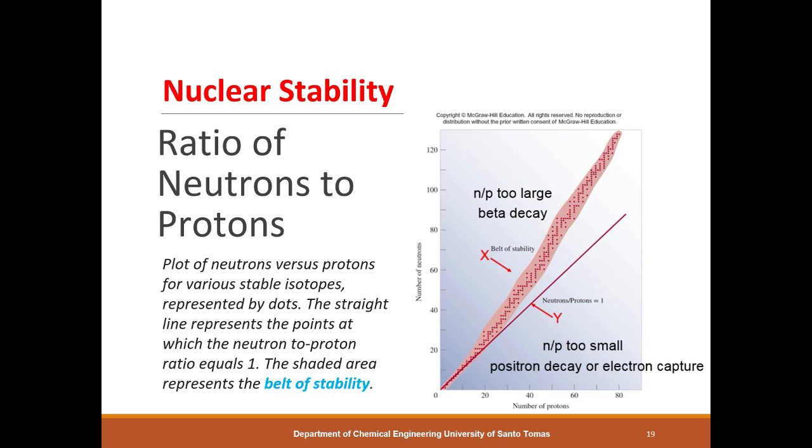Above the stability belt, the nuclei have higher neutron-to-proton ratios than those within the belt for the same number of protons. The belt of stability generally has a neutron-to-proton ratio larger than 1. When the neutron-to-proton ratio is too large, beta decay will occur. And when the neutron-to-proton ratio is too small, positron decay or electron capture will occur.